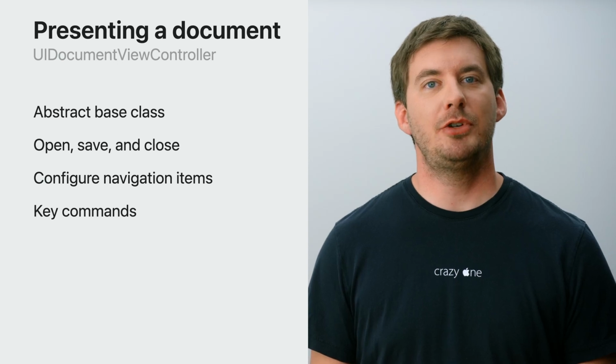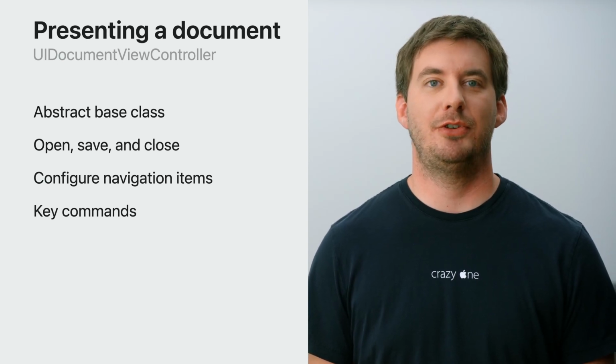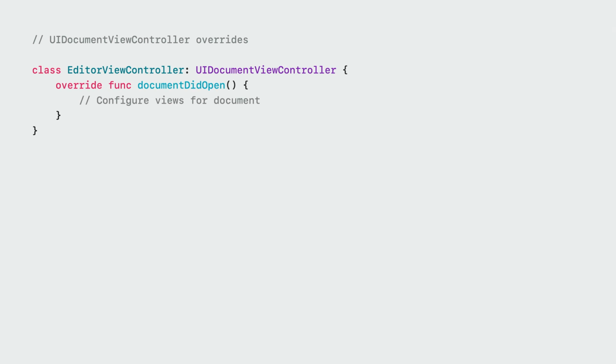Let's check out how to implement a UIDocumentViewController subclass. There are two methods that are designed to be overwritten by your subclass. When the document associated with the view controller gets opened, or when an already opened document gets assigned to the view controller, documentDidOpen is called. Populate the view controller's views to display the content of the document in this method.